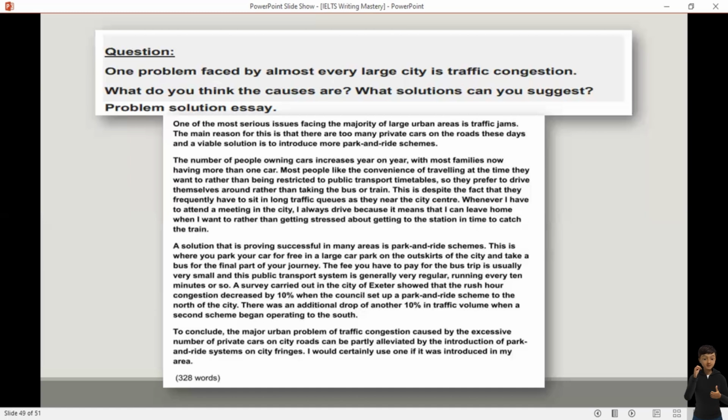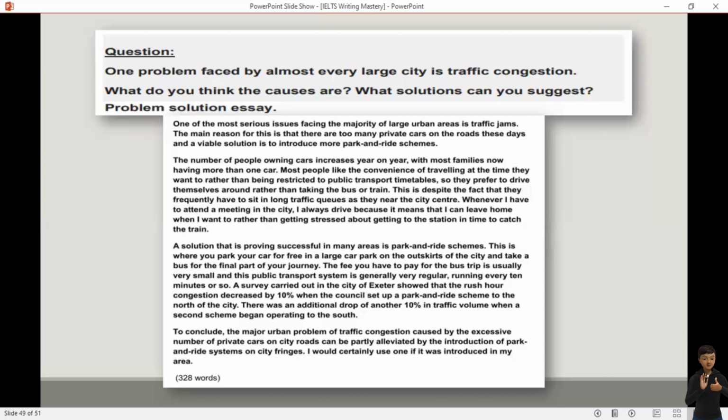Next, we have the solution. A solution that is proving successful in many areas is park and ride. This is where you park your car for free in a large car park on the outskirts of the city and take a bus for the final part of your journey. The fee you have to pay for the bus trip is usually very small, and this public transport system is generally very regular, running every 10 minutes or so.